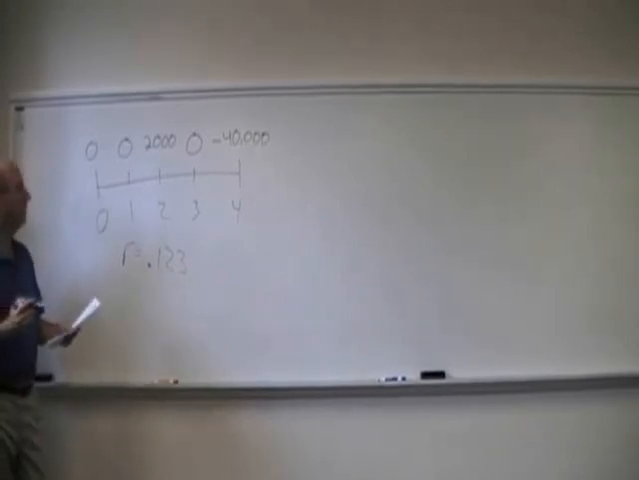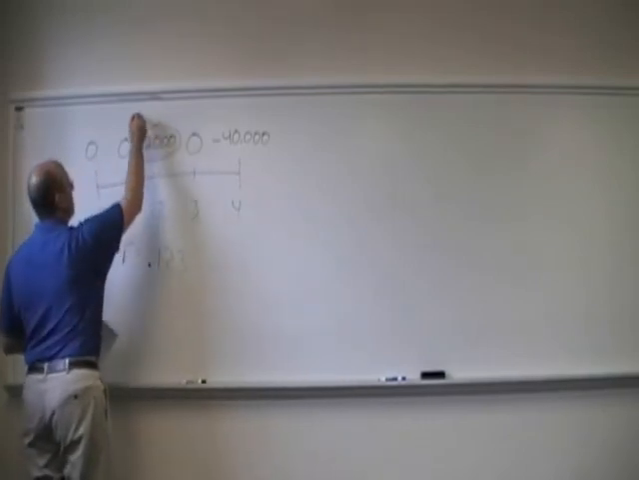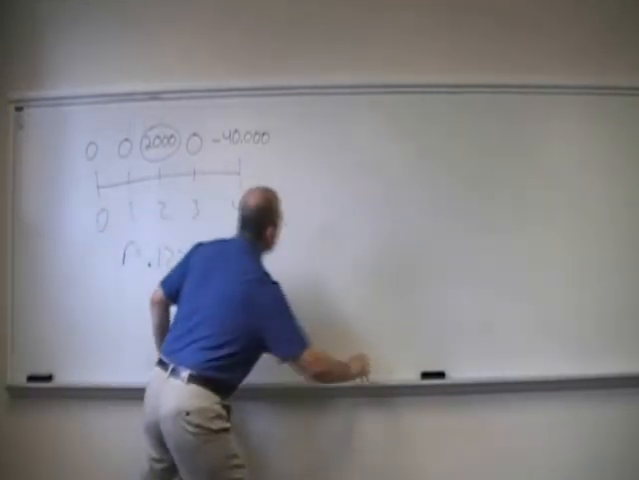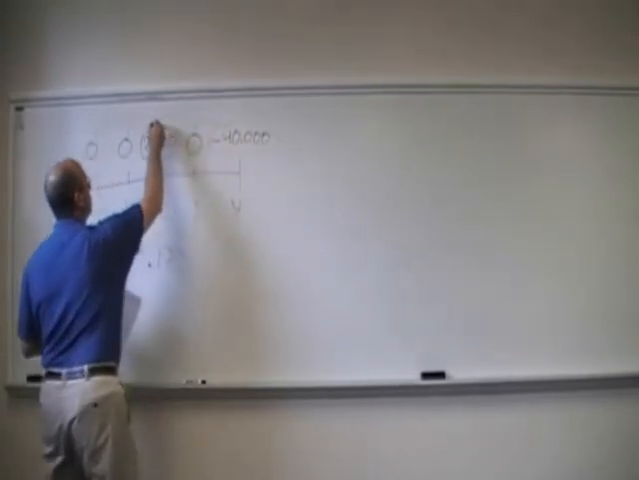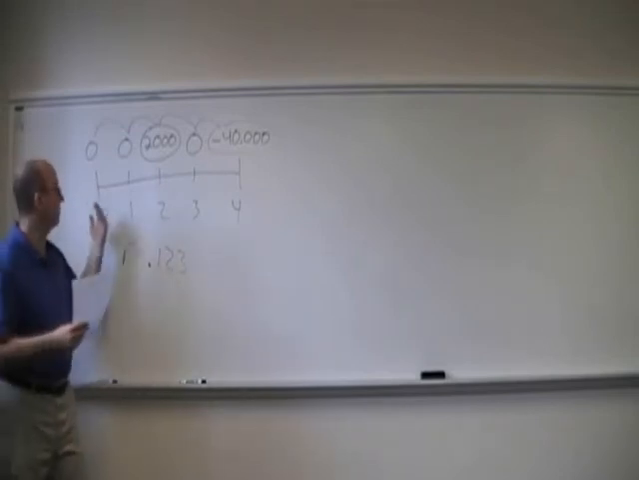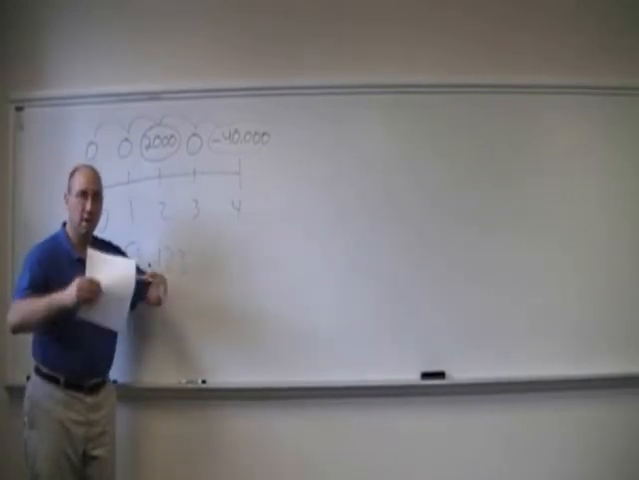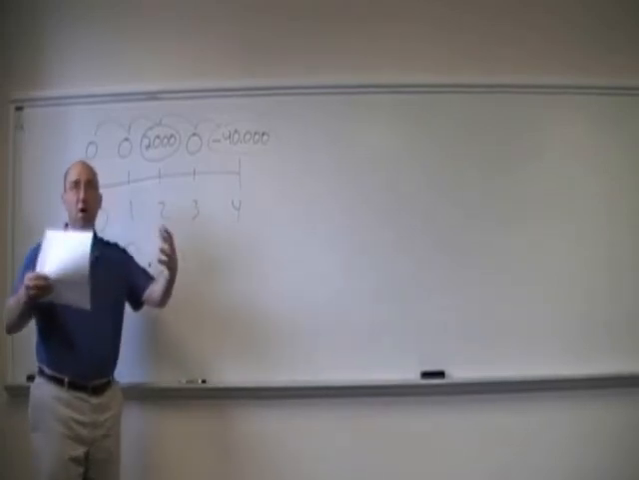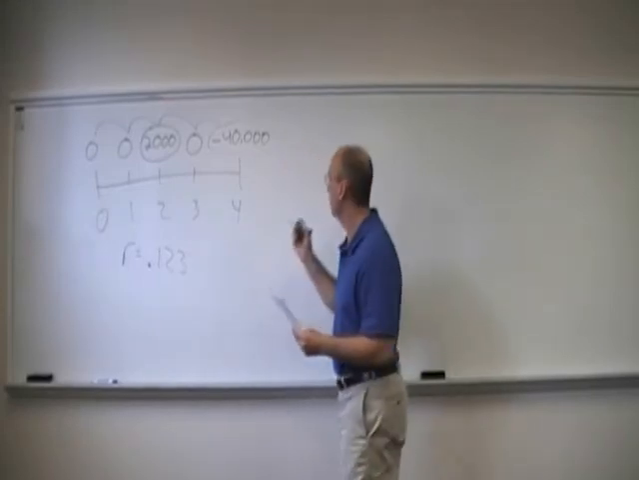All we need to do is discount the 2,000 back 2 periods and discount the 40,000 back 1, 2, 3, 4 periods. We figure out the present value of getting 2,000 2 years from today, and the present value of paying 40,000 in 4 years, put them together, and that'll be the present value of all of the cash flows together. So what is the present value of $2,000 in 2 years?